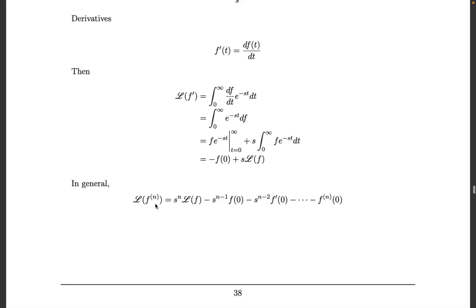Then in general, for the n-th order derivative, L of f^(n) equals s^n times L of f, minus s^(n-1) f(0), minus s^(n-2) f prime(0), and so on, up to minus f^(n-1)(0).